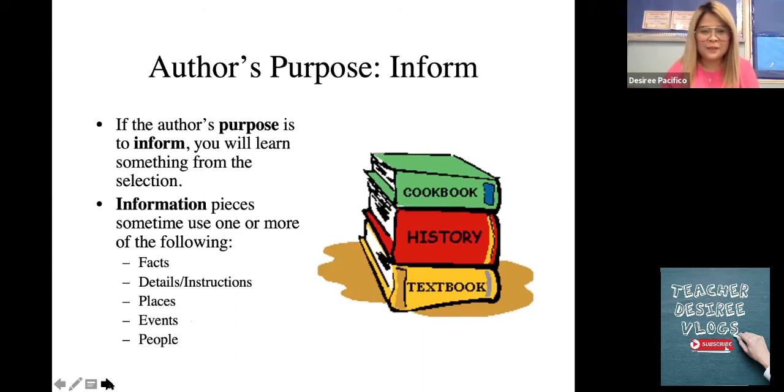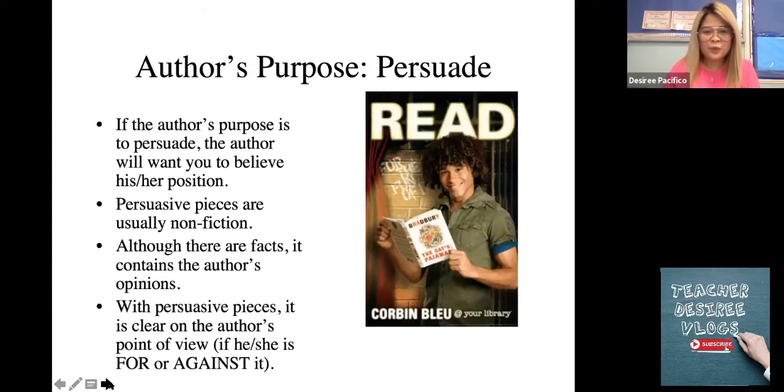Now, if the purpose is to inform, the author is trying to give facts, details, instructions, or it talks about the information of a place, it talks about real events, and it talks about people. Now, if the author's purpose is to persuade, the author will want you to believe in his or her position. Persuasive pieces are usually nonfiction. Although there are facts, it contains the author's opinions. With persuasive pieces, it is clear what the author's point of view is, whether he is for or against it. So when you say the author is trying to persuade the readers, he's trying to convince the readers to believe in his or her opinion.